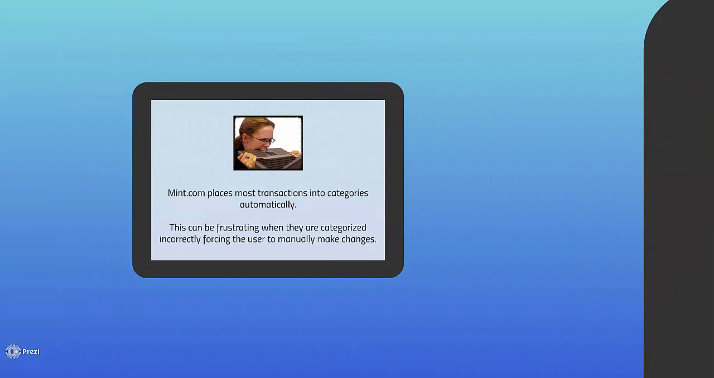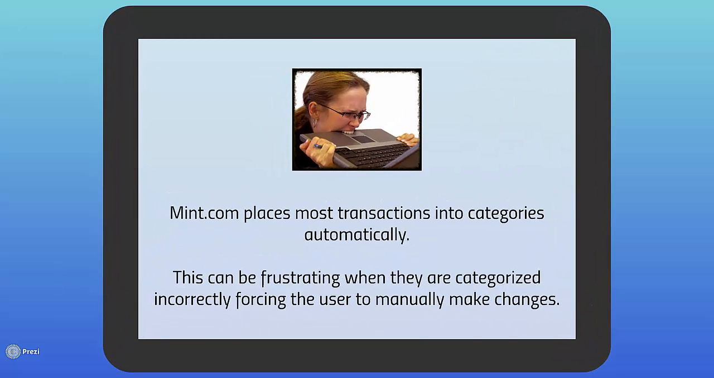Mint.com also places most transactions into categories automatically, and this can be frustrating when they're categorized incorrectly, such as going to Walmart and buying electronics, but the application thinks that you're buying food. So this just forces the user to go into the application and manually make changes. It's easy with a drop-down menu, but some users feel like it's just plain annoying.